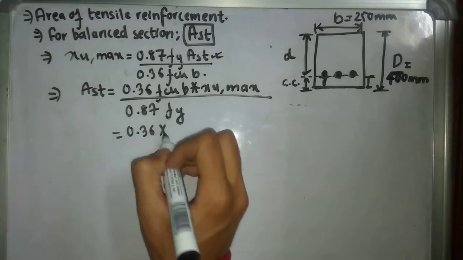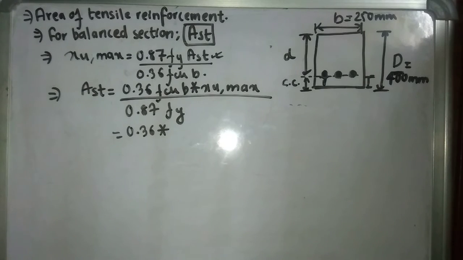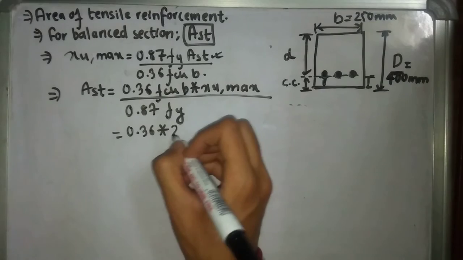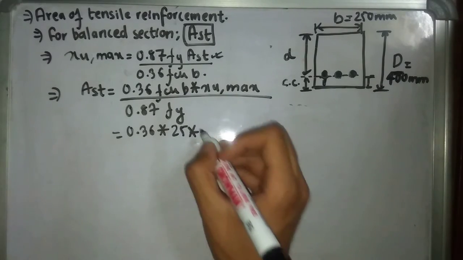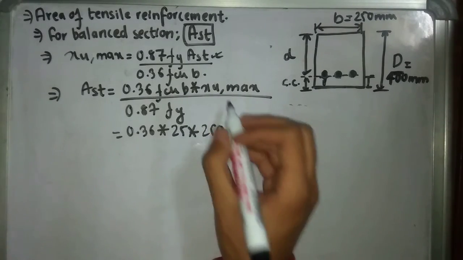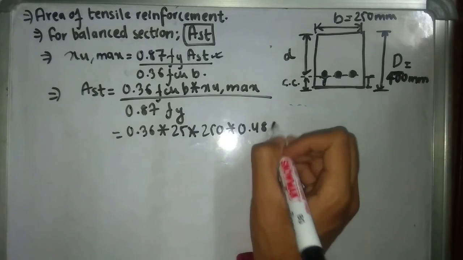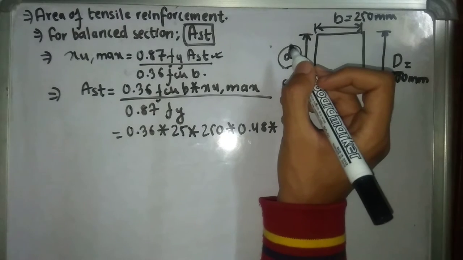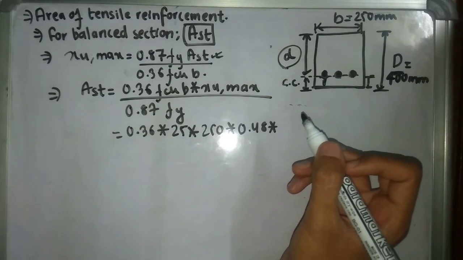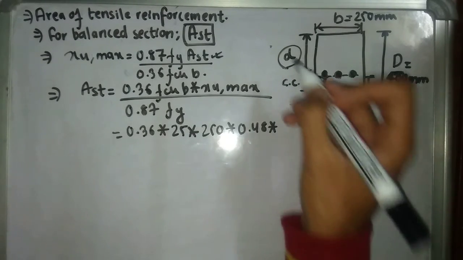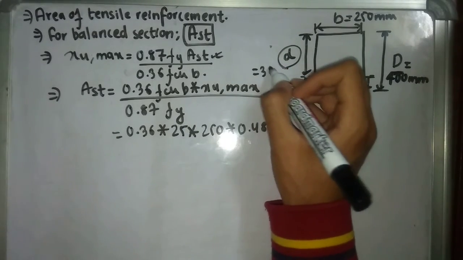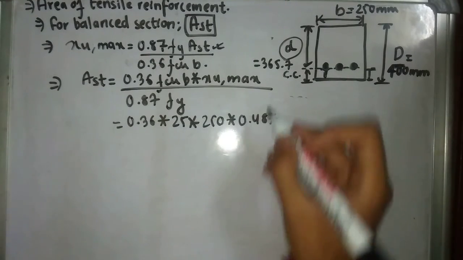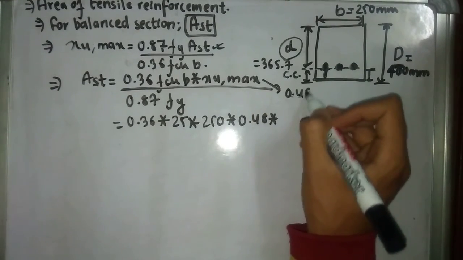As I mentioned in the question before, FCK is my characteristic compressive strength. Right now we are designing for M25 mix, so FCK is going to be 25, while my value of B is 250, while my value of XU max is 0.48 into D. And right now I have calculated my small d, which is my effective depth, as 365.7 mm.